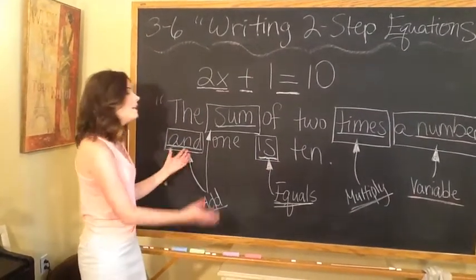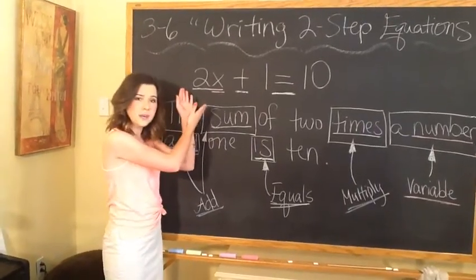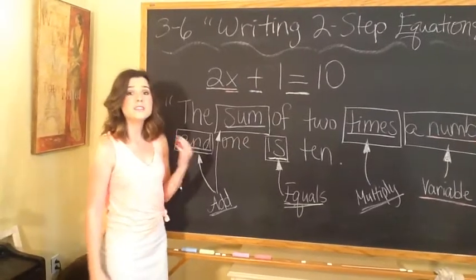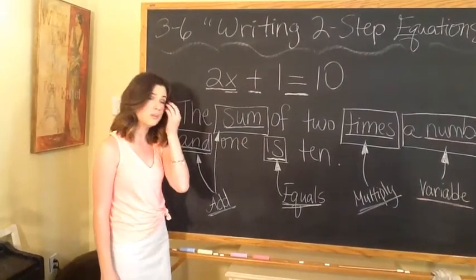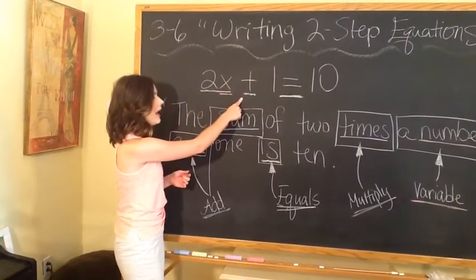So I went ahead and I broke apart all of the key terms that told us what to do in this equation. So the first term is sum. So we know that sum is the answer to an addition problem, which means that we're going to be adding in here. So here's our addition sign. So we're adding two numbers.